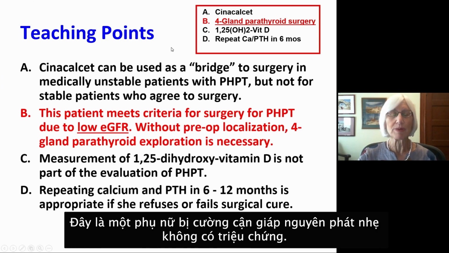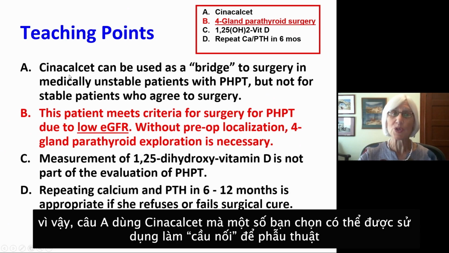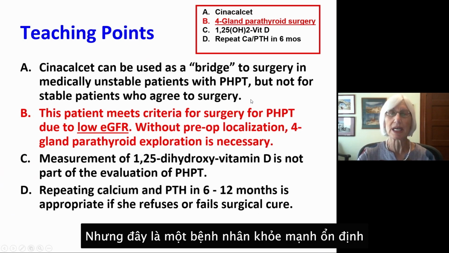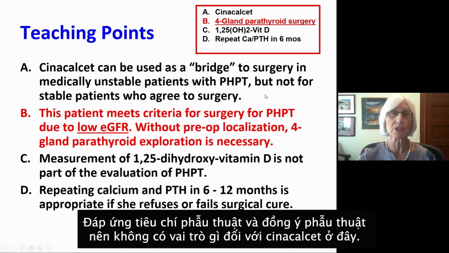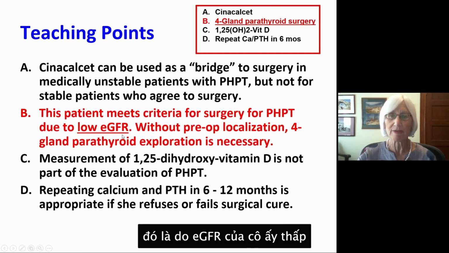This is a lady with really asymptomatic primary hyperparathyroidism, mild. But I'm telling you that the correct answer is actually to send her for surgery. So A, cinacalcet, which few of you picked, can be used as a bridge to surgery in medically unstable patients with primary hyperpara. But this is a stable, healthy patient who meets criteria for surgery and agrees to surgery. So there's no role for cinacalcet, a calcimimetic, here. Why does she meet criteria for surgery? It's due to her low GFR.